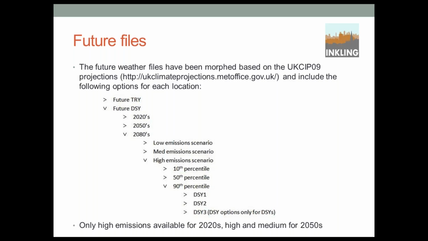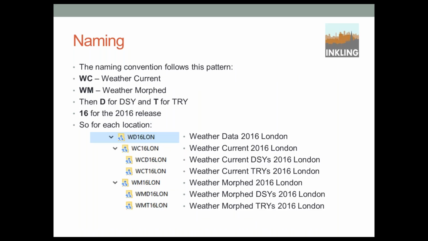So one point to make is that for the 2020s, we've only got the high emission scenarios, and for the 2050s, we've only got the high and medium, but we're still looking at an enormous number of weather files, so just brace yourselves for that. But we do have some help figuring our way through them. I will come on to that in a second, but the ProClip charts are really valuable, and there is a slide on that just coming up.